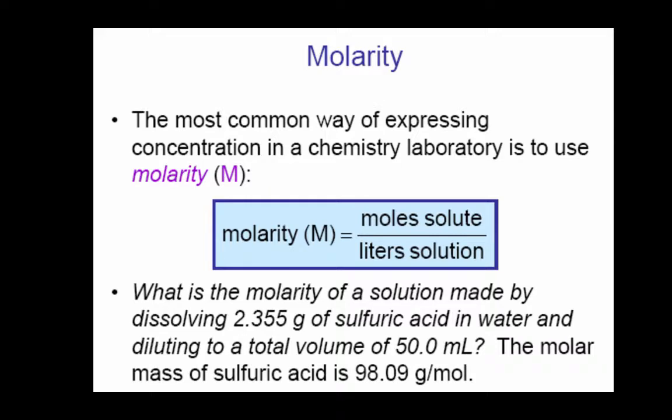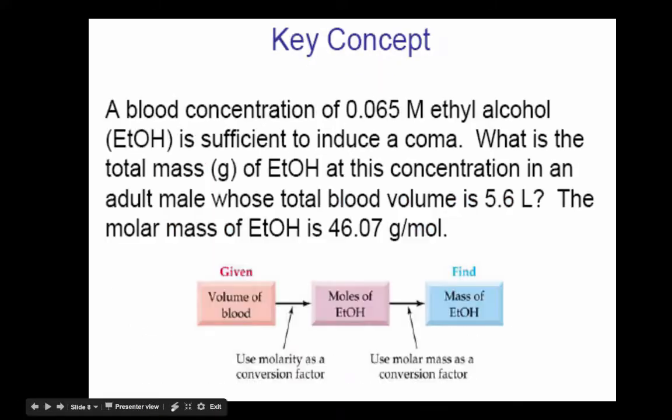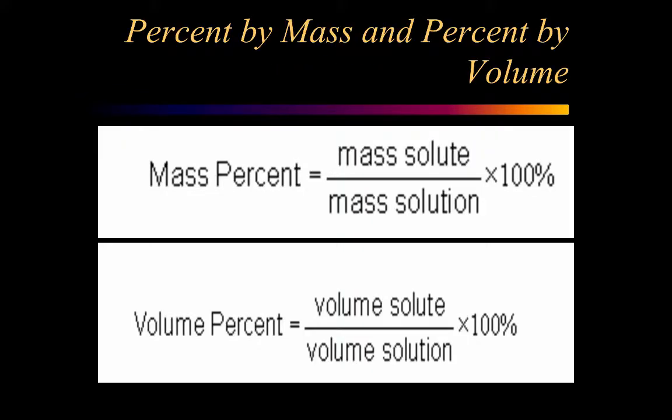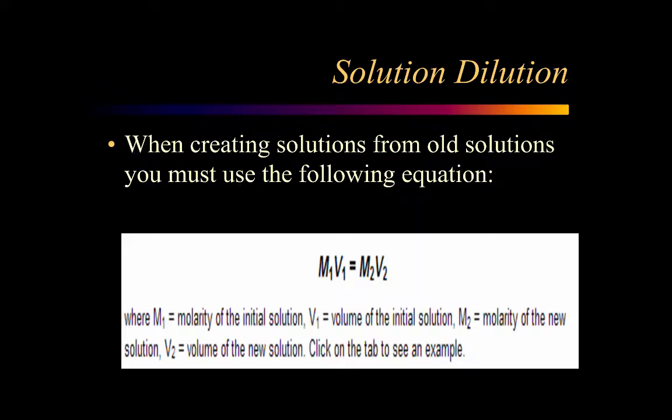In chemistry, the way that we represent concentration is what's known as molarity. So we talk about moles of solute versus liters of solution. All right. Another thing we can talk about is mass percent, which is the mass of the solute divided by the mass of the solution, or we can talk about volume percent, which looks at the volume of the solute divided by the volume of the solution.